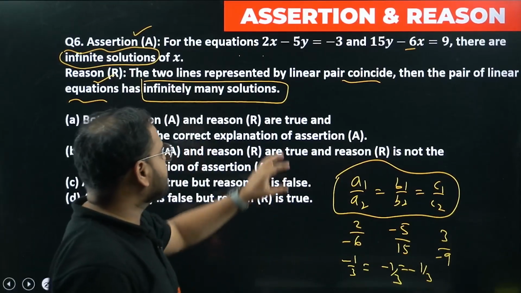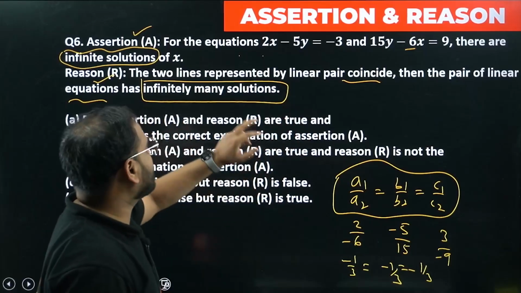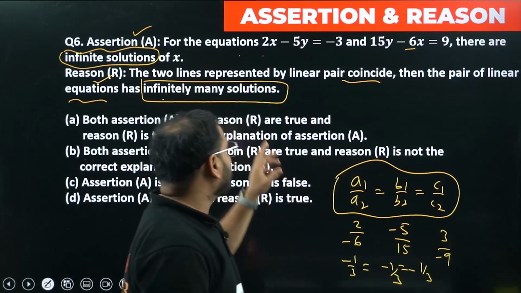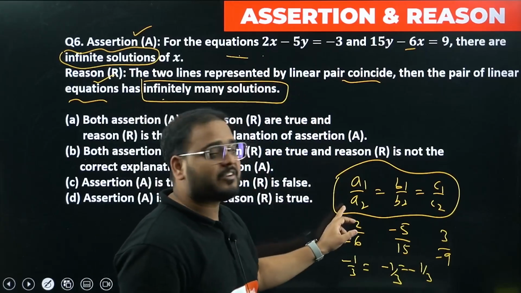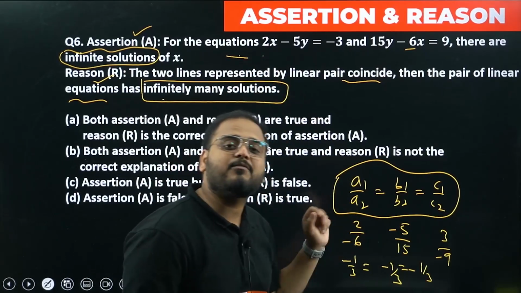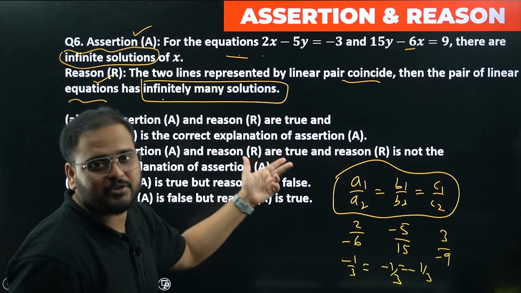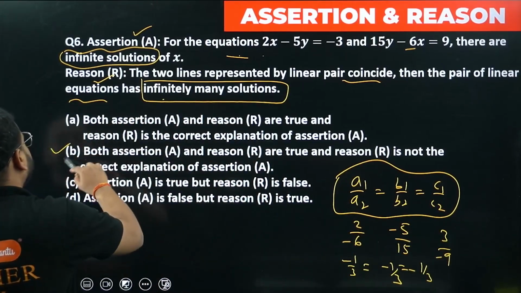I'll tell you why. Because this also is correct. You might get confused, sir. This is also saying infinite solution. Correct, sir. But think about it. To explain the first step, I need to have this ratio given. Have they given this ratio? They have not given that. Then how do you take the reason to be the correct explanation? So for this, the answer will be B.